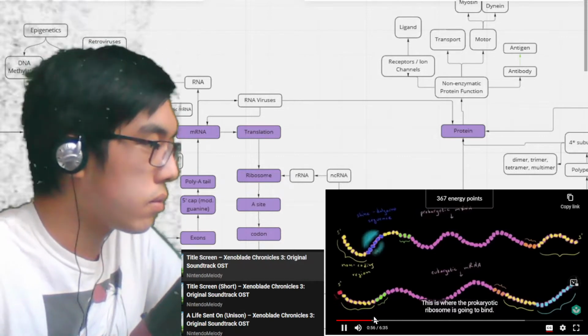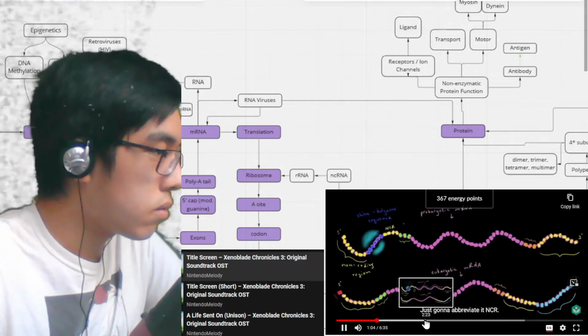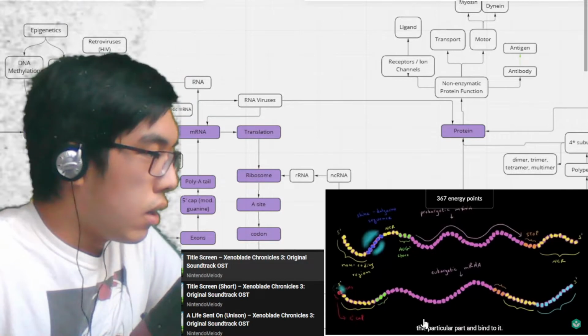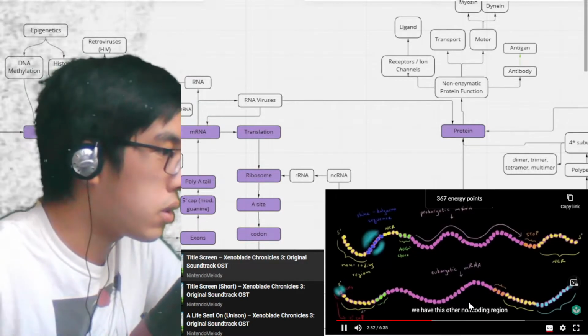Here, this is where the prokaryotic ribosome is going to bind. And then after the Shine-Dalgarno sequence, we have another non-coding region, abbreviated NCR. That means that in eukaryotes, the ribosome is going to recognize this particular part and bind to it. Oh, I'm a genius. So after the 5' cap, we have this other non-coding region, which the ribosome is not going to translate.